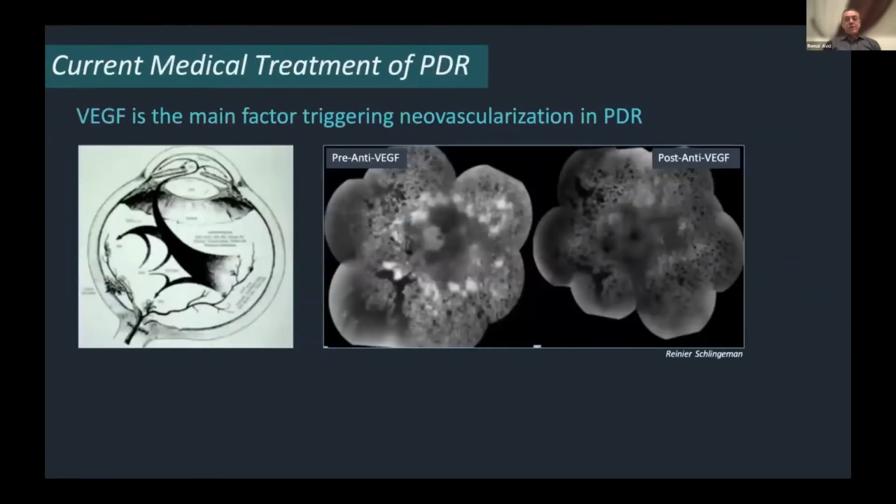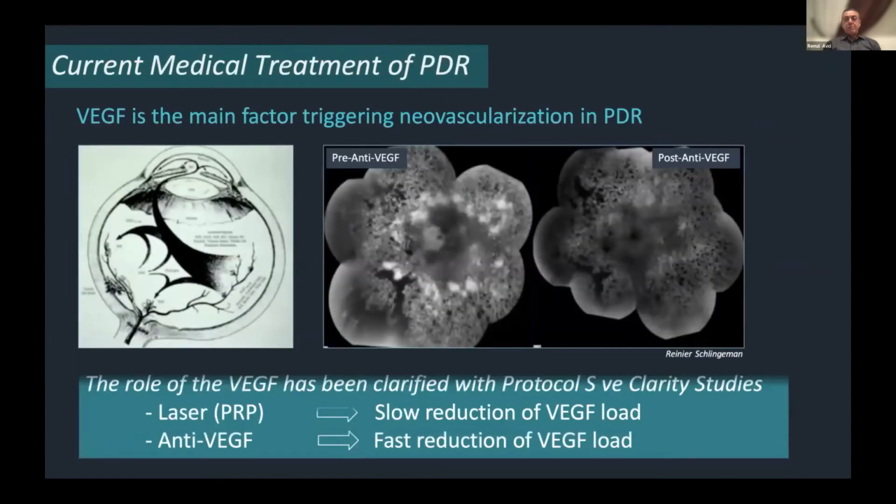So VEGF is the main trigger of neovascularization in PDR, and when we remove VEGF from the vitreous cavity, we observe improvement. With laser PRP, we observe a slow reduction in VEGF, and in anti-VEGF cases we observe a fast reduction of VEGF from the vitreous cavity.